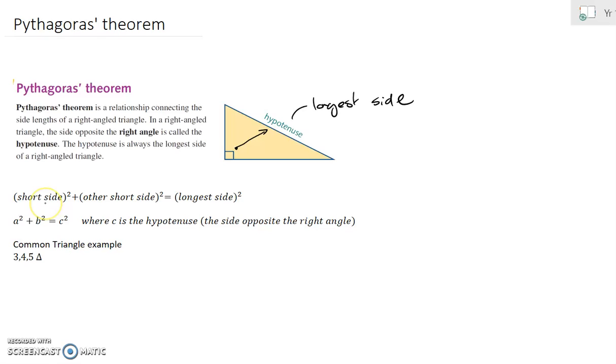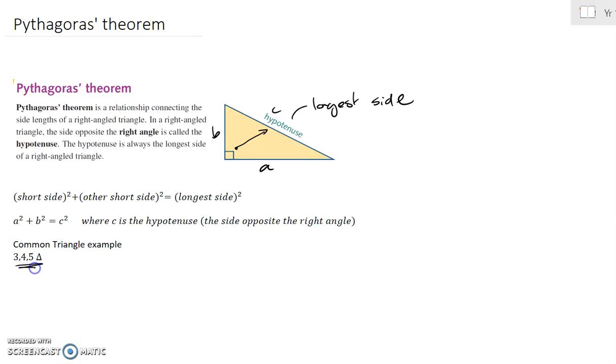Now, the rule is one of the short sides squared plus the other short side squared is the longest side squared. So often you'll see that as A, B, and C. A squared plus B squared is C squared, where C is the hypotenuse, the longest side.